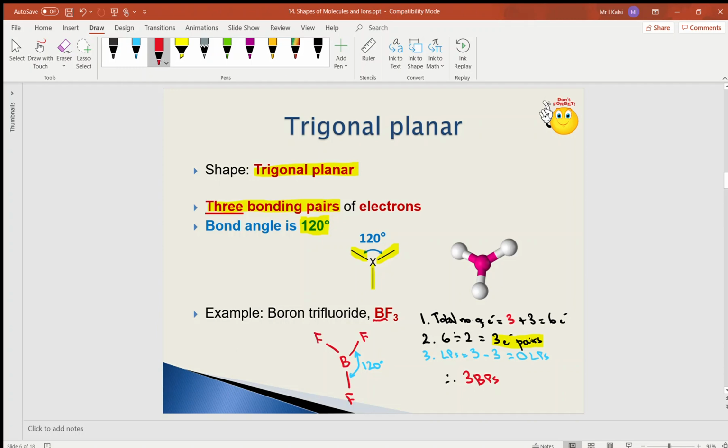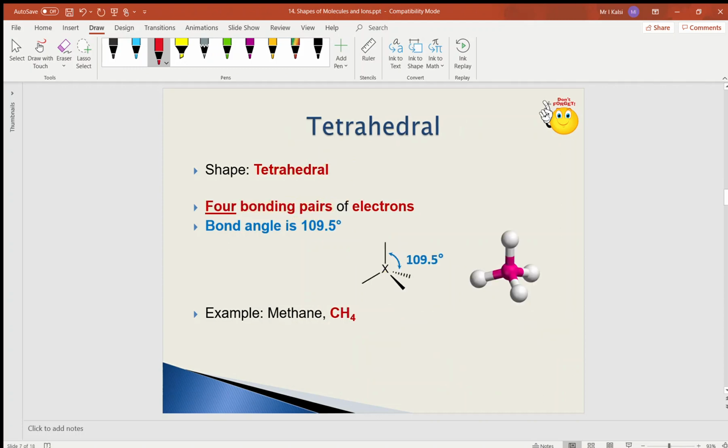And that again would get me my full marks in the exam, providing I identify the shape as being trigonal planar. Okay, moving on to the next shape. The next shape is if we've got 4 bonding pairs of electrons. This is now a tetrahedral shape, and that's 4 bonding pairs of electrons.